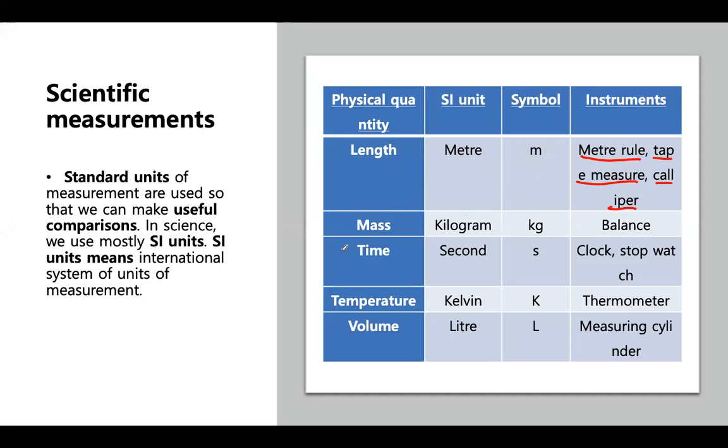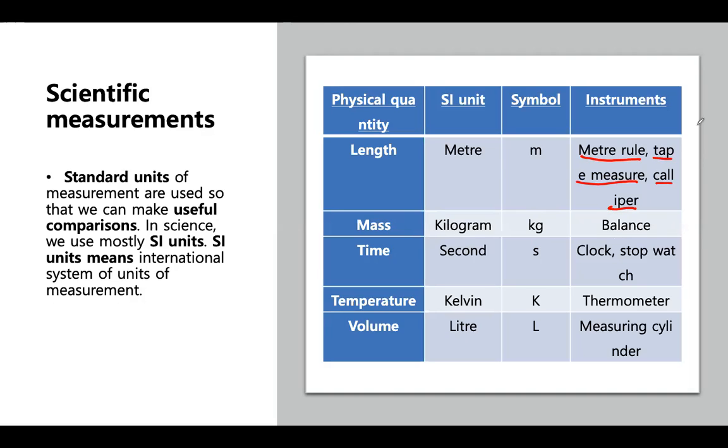So the next physical quantity is mass, and it is essentially measured in kilogram. The symbol for kilogram is kg. And to find the mass, we said we use a balance. Once we say balance, we know that it has to do with mass.